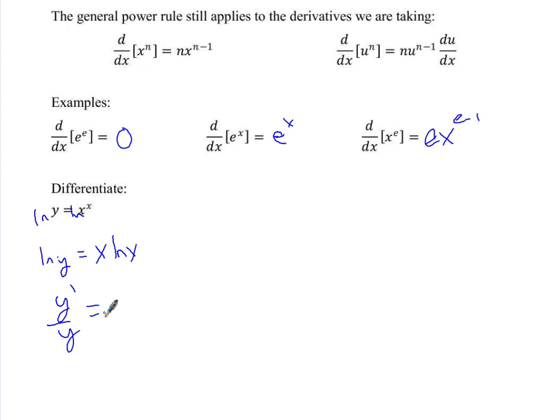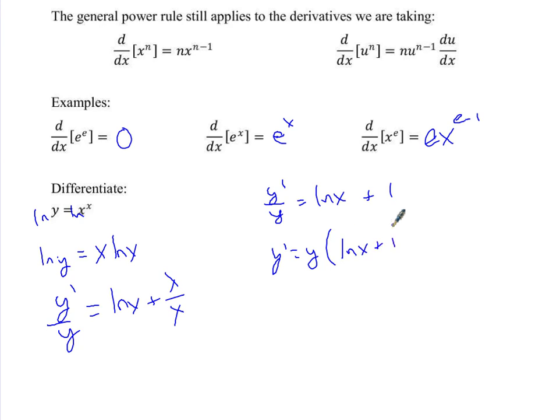Other side, we got to use the product rule. So what do we get? The derivative of x is 1, so we get the natural log of x plus 1 over x times x, which is just x over x, which is 1. So now we have y prime over y equals the natural log of x plus 1. Multiply y to both sides because we need an answer that says just y prime equals. So now I have y times the natural log of x plus 1.